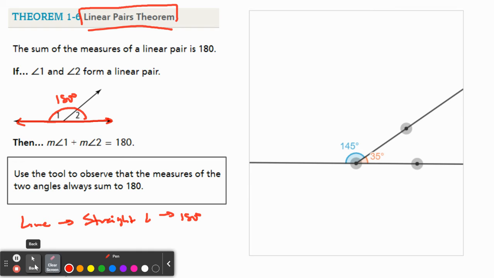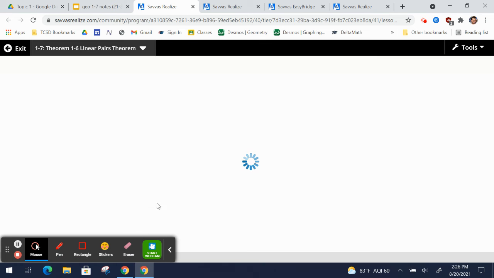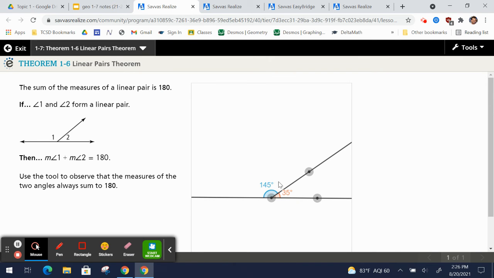Again, if I take a look at this tool here, let me click on this right here. It should take me to my interactive tool. And here we go. So obviously 145 and 35 is 180. If I move this, notice I can change the angle measures, but their sum always stays 180. I can go really, really small. Let's do 22 and 158. 16 and 164, right? Linear pairs theorem. Okay? All right. Cool beans.